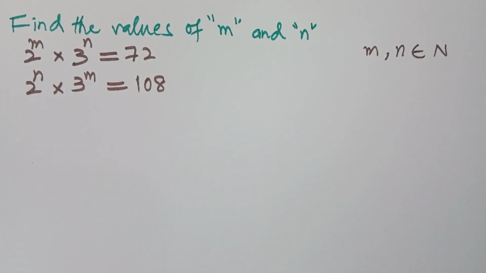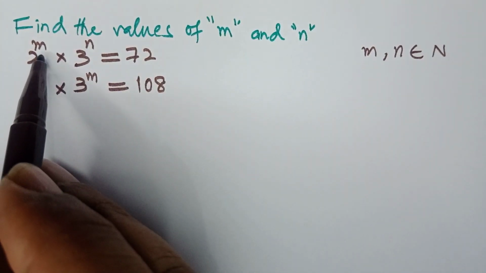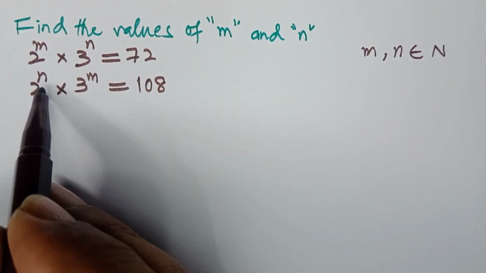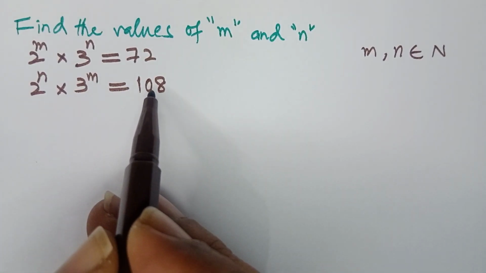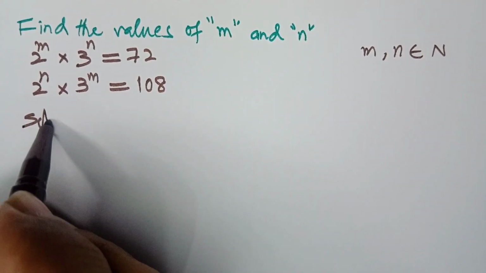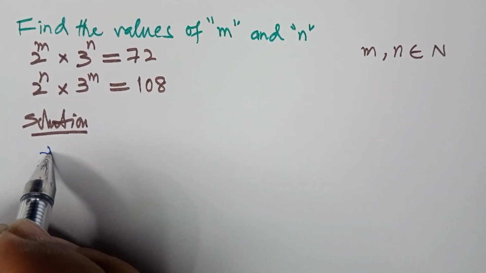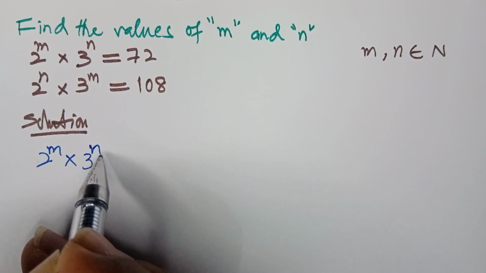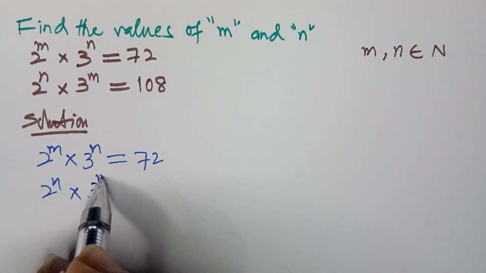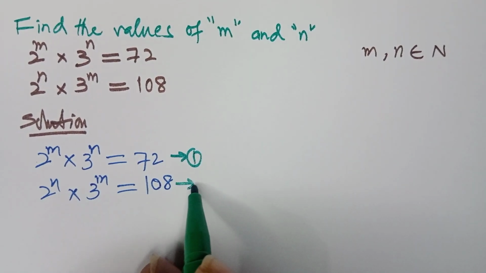Math 11. Today we are going to find the value of m and n where 2 power m into 3 power n is equal to 72 and 2 power n into 3 power m is equal to 108. So first of all we have to write the solution. Now rewrite the same question. 2 power m into 3 power n is equal to 72. 2 power n into 3 power m is equal to 108. This is equation number 1 and this will be equation number 2.